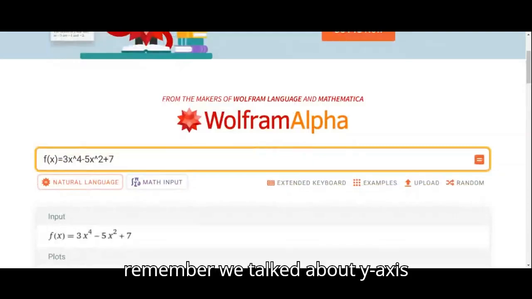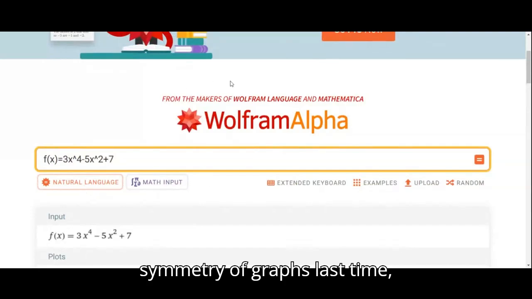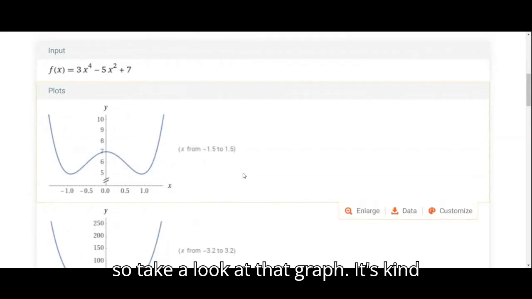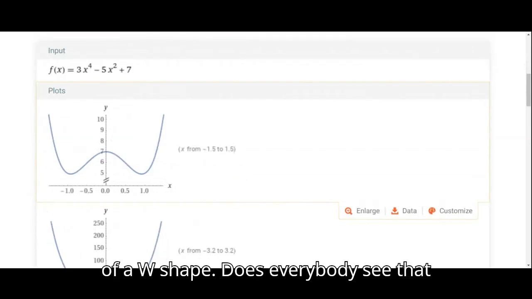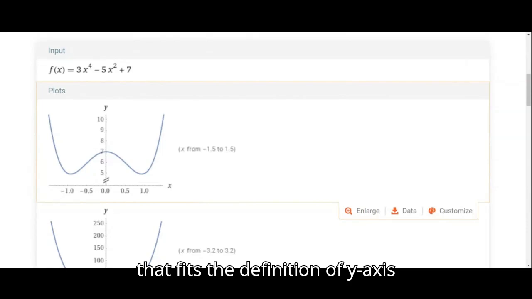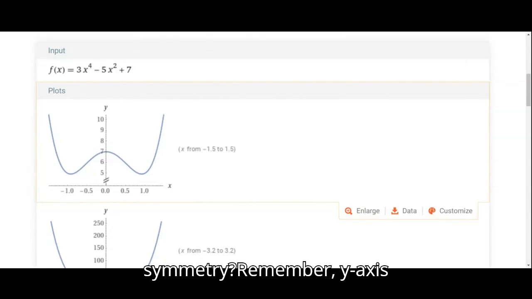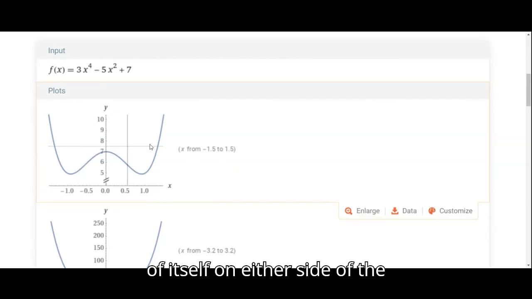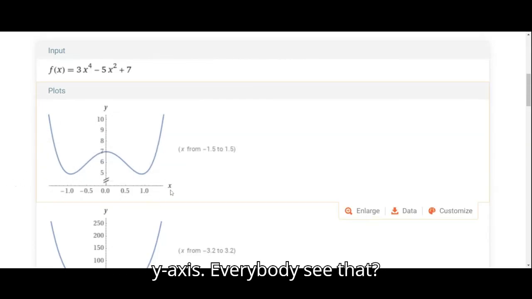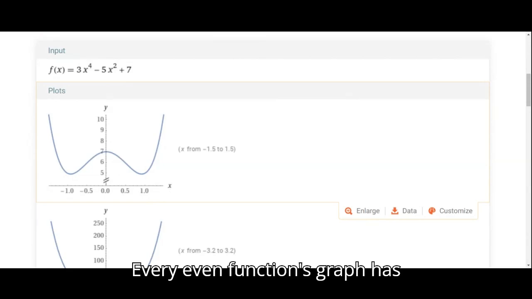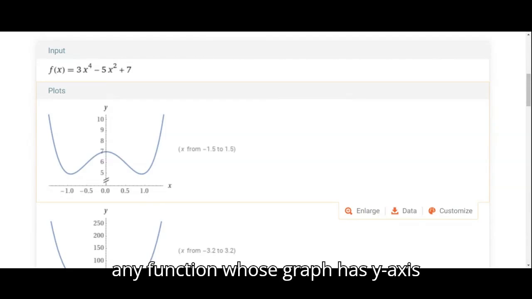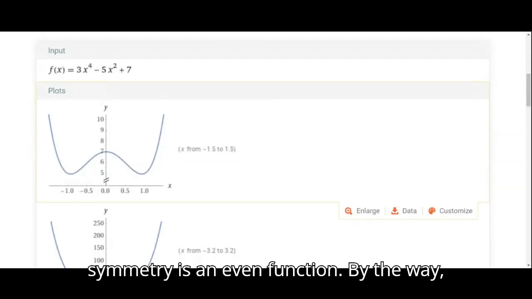Okay, so remember we talked about y-axis symmetry of graphs last time. So take a look at that graph. It's a kind of a W shape. Does everybody see that that fits the definition of y-axis symmetry? Remember, y-axis symmetry means it's like a mirror image of itself on either side of the y-axis. Everybody see that? Every even function's graph has y-axis symmetry. And any function whose graph has y-axis symmetry is an even function.